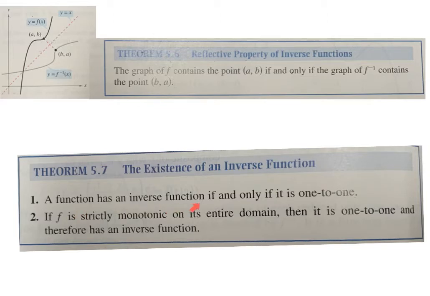A function has an inverse if and only if it is 1-to-1. So original functions, if it's a function at all, it will be 1 x to y, meaning if you plug in an x, you'll only get 1 y. But you can plug in 2 different x's and get the same y, and it would still be a function. And so this is 1-to-1 both ways. So the only way it's going to have an inverse is if it's 1-to-1 both ways.